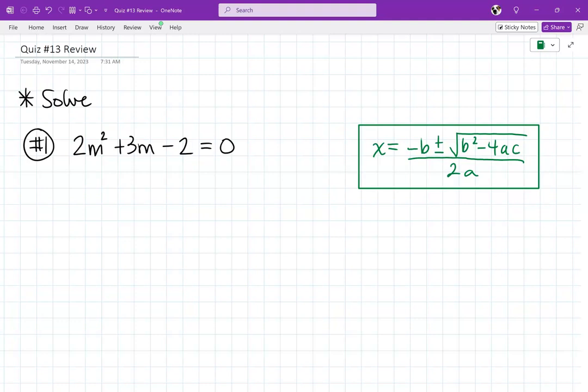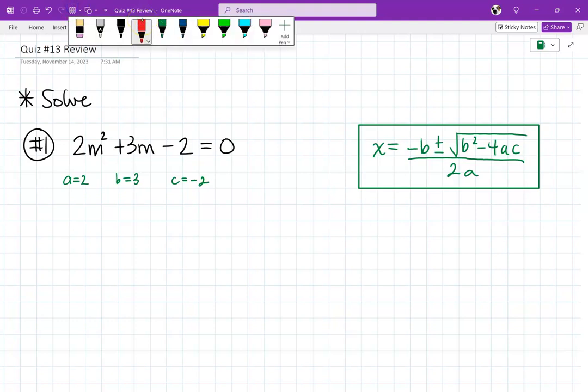So if you look at number 1, my A value is a 2, my B value is a 3, my C value is a -2. So I'm just going to basically plug it into that formula and solve. Again, I'm using M letters, right? Like 2m squared plus 3m minus 2. So you're supposed to use m instead of x for your formula.